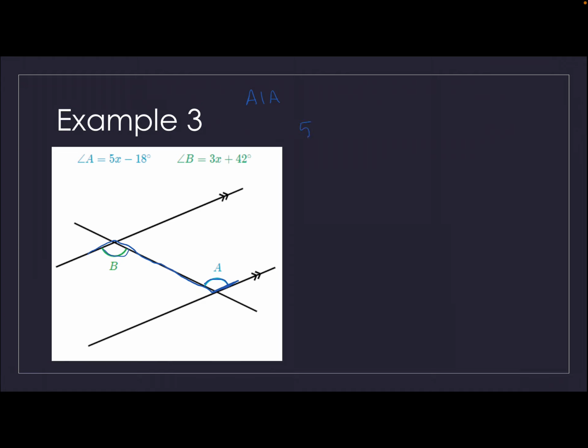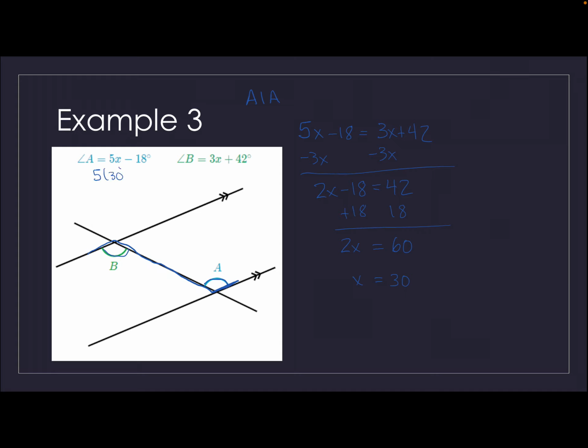So our equation is 5x minus 18 equals 3x plus 42. If we subtract 3x from both sides, we get 2x minus 18 equals 42. We would add 18 to both sides. We get 2x equals 60, and then divide both sides by 2. We get x equals 30. So if x is 30, you should again go back and substitute that value in to make sure the relationship is verified by numerical values.